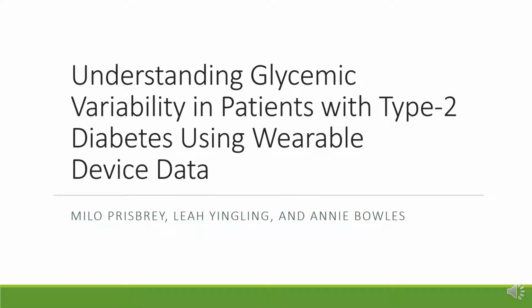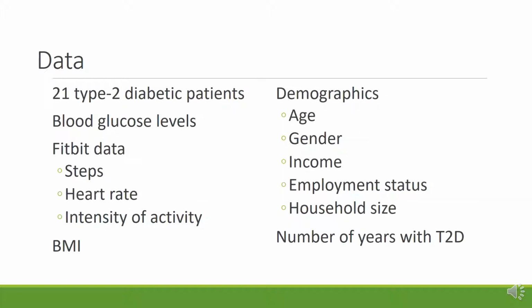In our project, we aimed to understand the effects of different levels of physical activity on blood glucose and glycemic variability among a low-income Hispanic population with type 2 diabetes. Our data was collected from 21 type 2 diabetic patients who wore continuous glucose monitors and Fitbits for 1 week, as well as self-reported data from participants.